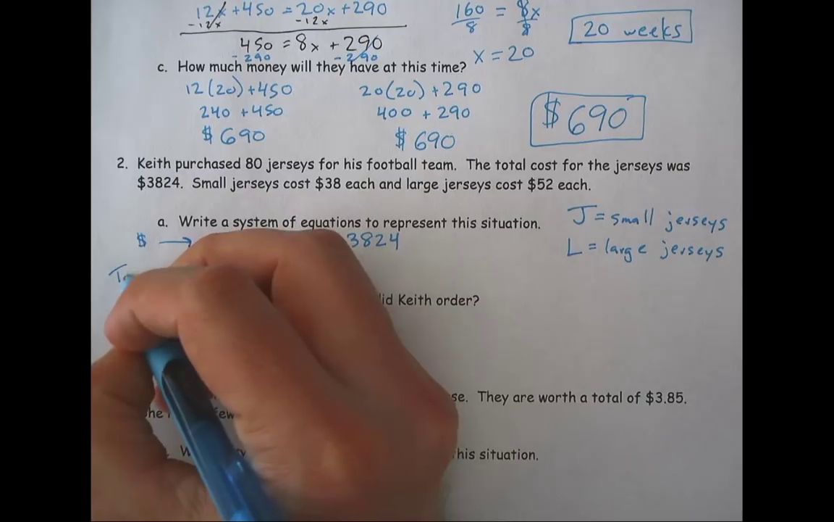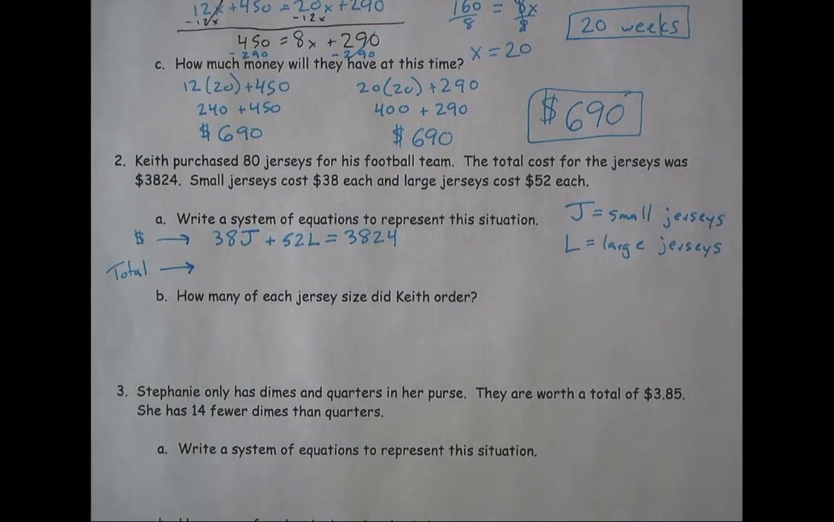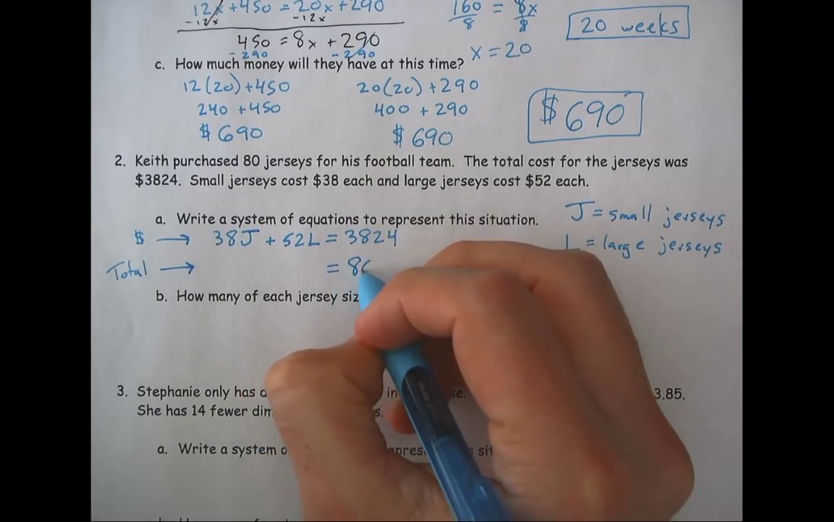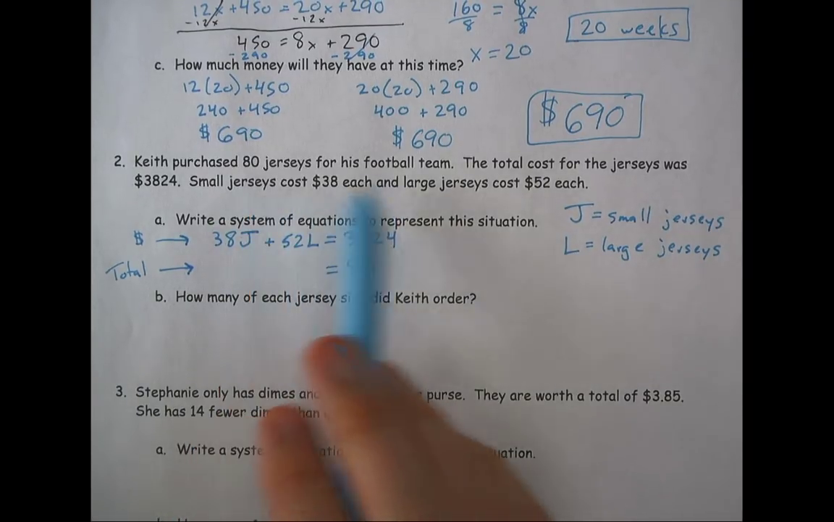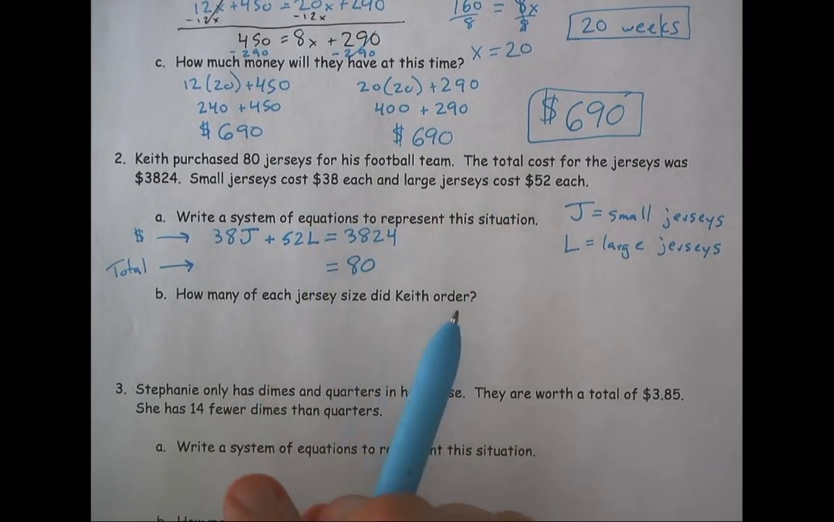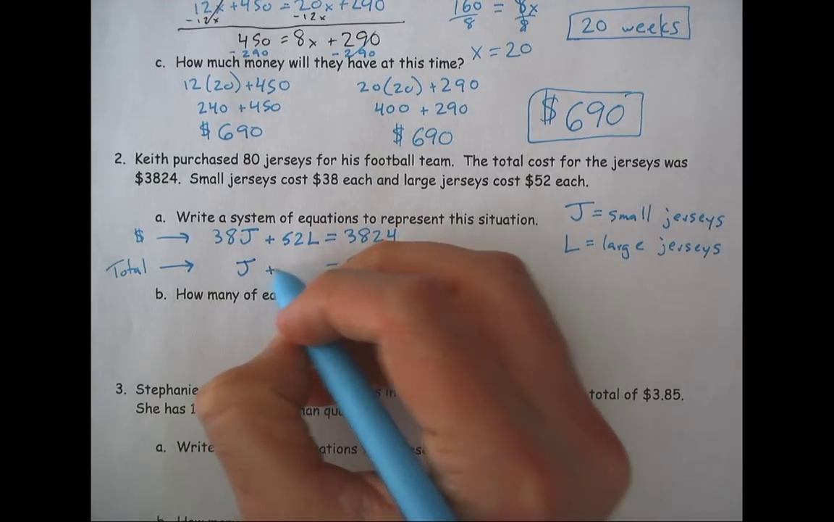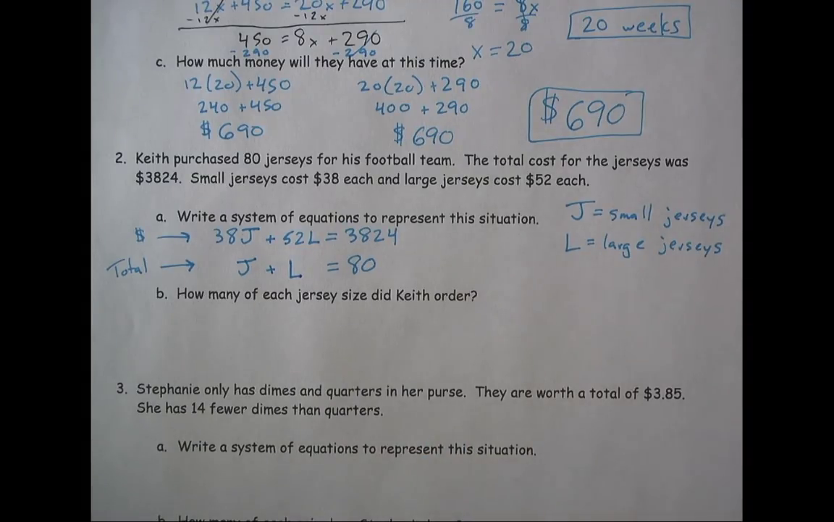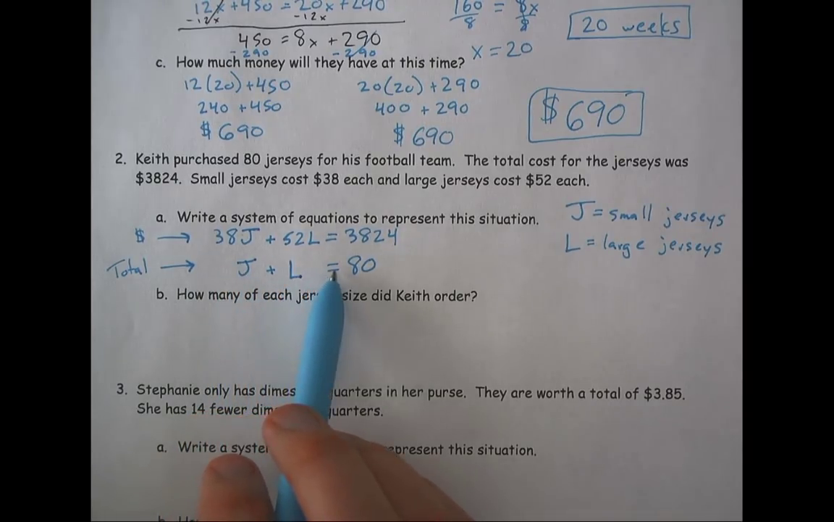So I need to write an equation now that represents that. And so what I know is the total is 80. And what's 80? If I added all of the small jerseys and large jerseys together. Now this has nothing to do with cost, so I'm not going to attach the 38 to the variable. It's just the number of small jerseys plus the number of large jerseys has to equal 80. Okay, so this one just represents the total number. How many smalls, how many large, total of 80.